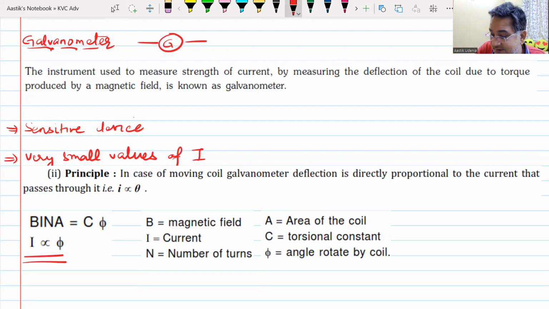Do we understand this? Yes, sir. BINA is equal to C phi. Will you remember this relation? I'll give you 2 minutes to note this down.